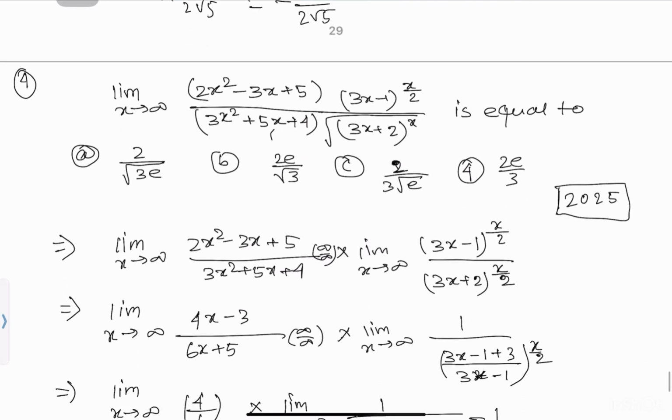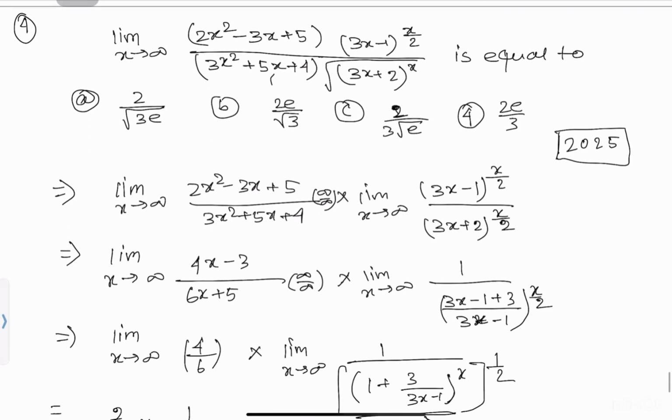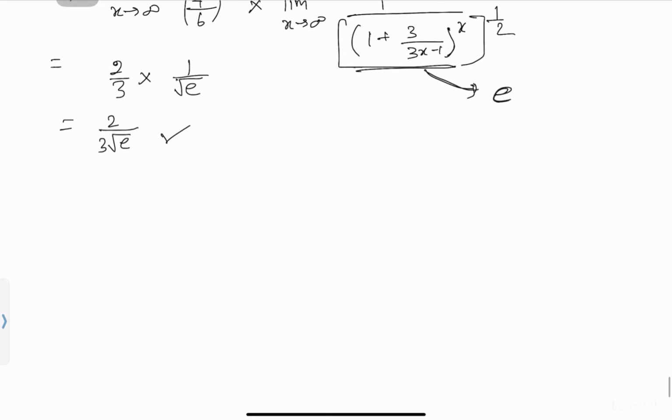2 by 3 root e, where 2 by where... correct. Now next question.